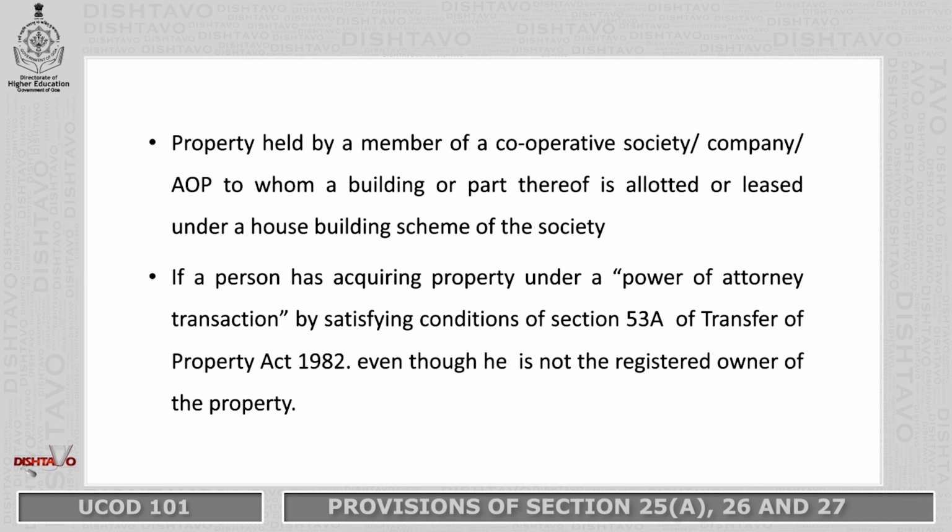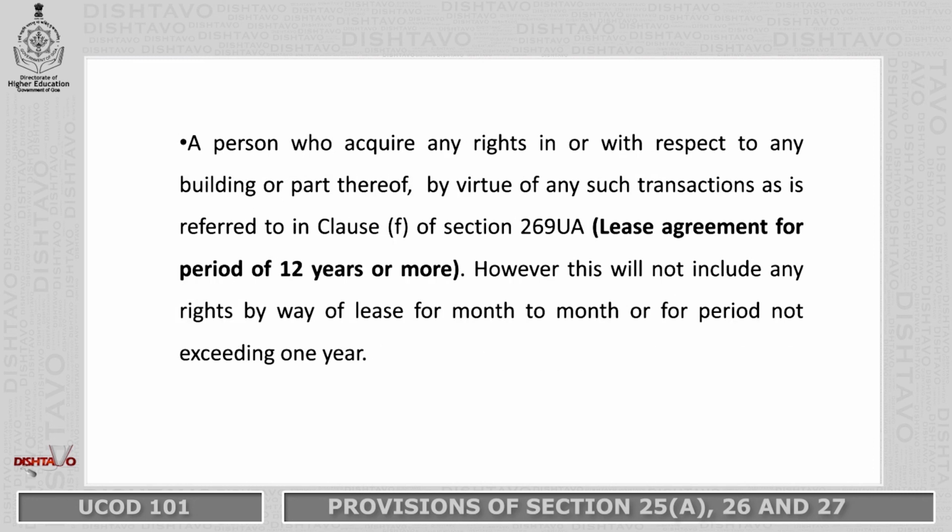The next is if a property is bought under power of attorney as per Section 53A of the Transfer of Property Act 1882. The property may be bought in the name of somebody else, but the person who is signing the agreement based on the power of attorney of the original owner becomes the deemed owner of the property and not the registered owner. So for income tax purposes, the deemed owner will be the power of attorney holder and not the person in whose name that property is registered.